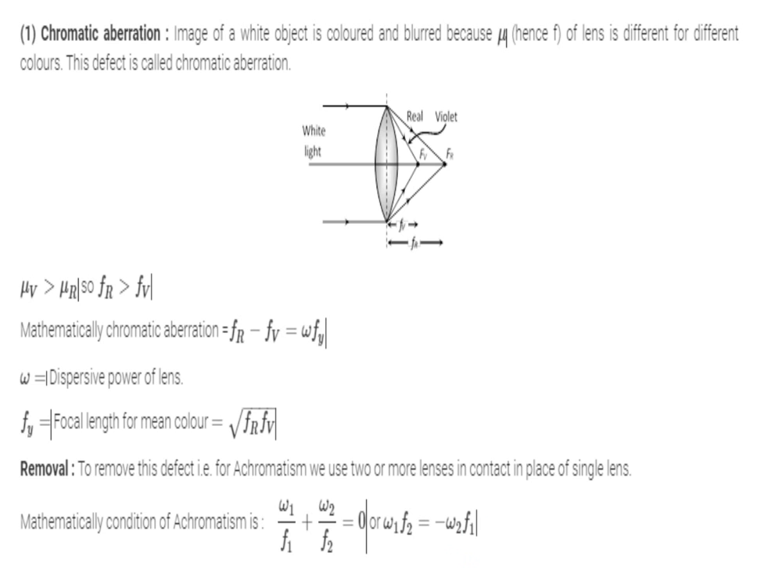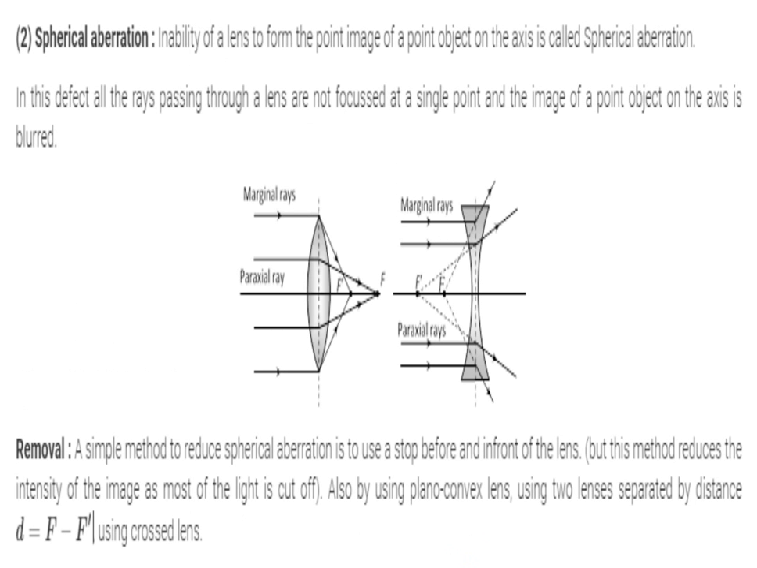Then next, the second point will be spherical aberration. In spherical aberration, we have also seen the convex lens and the concave lens. The inability of a lens to form a point image of a point object on the axis is called spherical aberration. In this defect, all the rays passing through a lens are not focused at a single point, and the image of a point object on the axis is blurred.